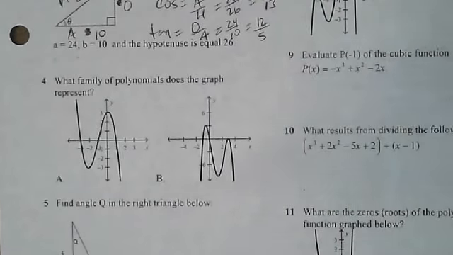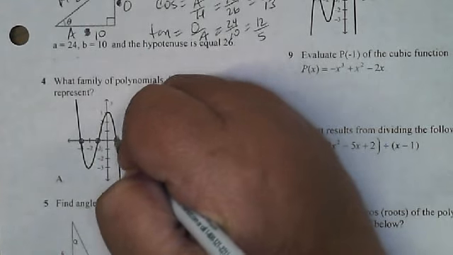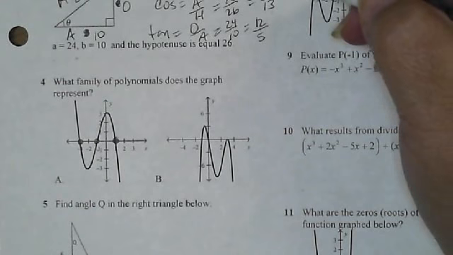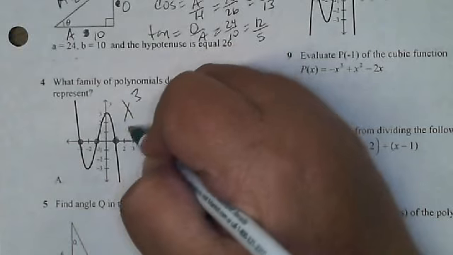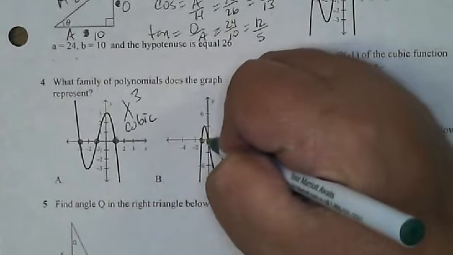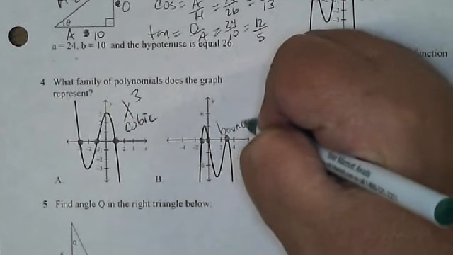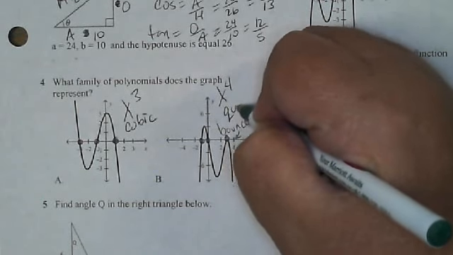Alright, number 4. What family of polynomials does this graph represent? Well, this has 1, 2, 3 roots, zeros, solutions, or x-intercepts. And so this would be an x cubed or a cubic. And this one has 1, 2, and a bounce, which counts as 2. The bounce counts as 2. So this would be x to the 4th, which is a quartic.